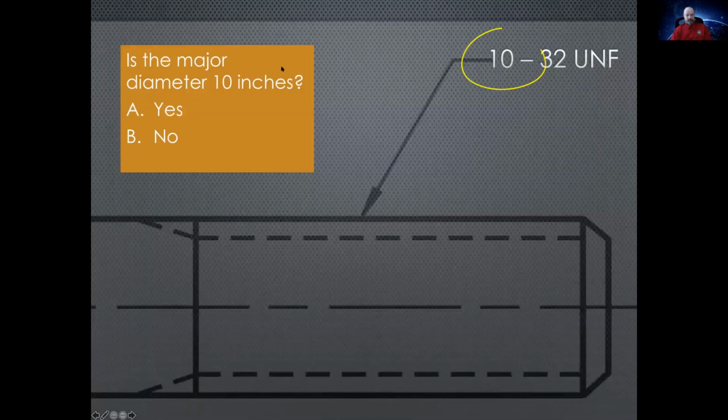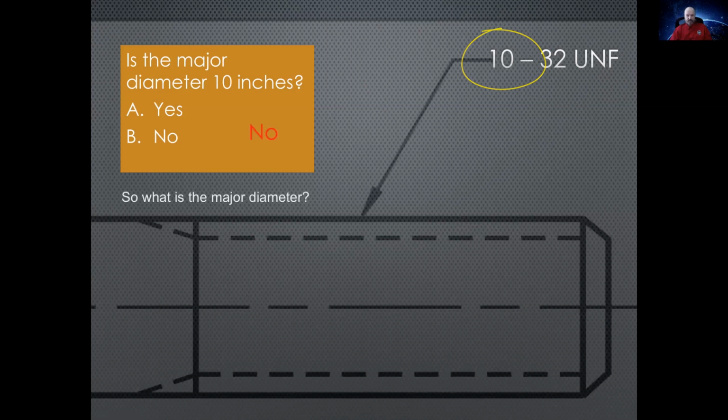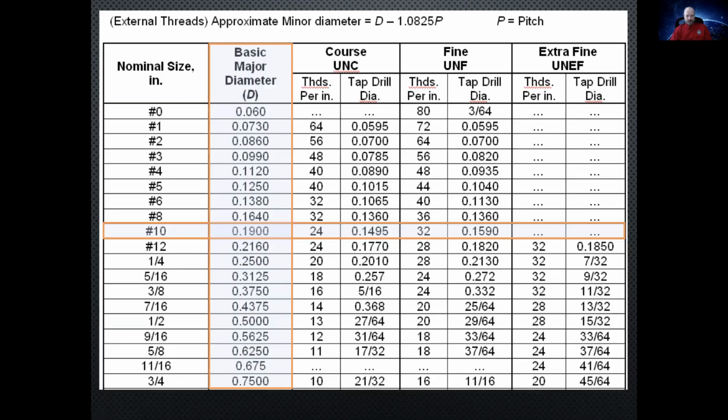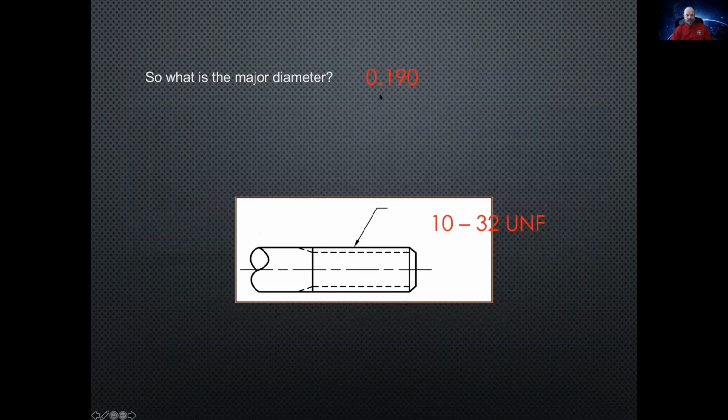Okay, is the major diameter 10 inches? No. The 10 is the major diameter when you look it up. So it's a number 10, which I think was like 0.19. Okay, so let's go back and look at it. Number 10 is 0.19 inches. Okay, so it's 0.190 for this specification, 10-32 UNF. So you would go look on the table and you would find the major diameter.